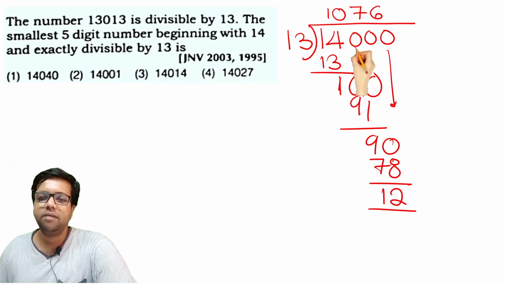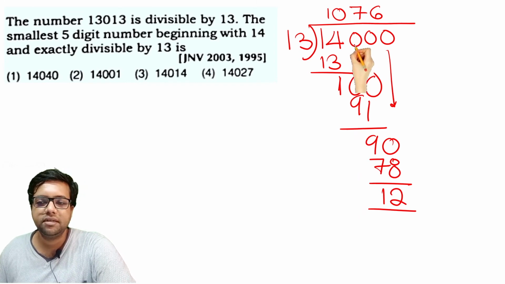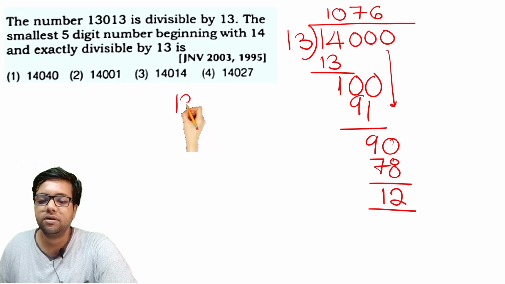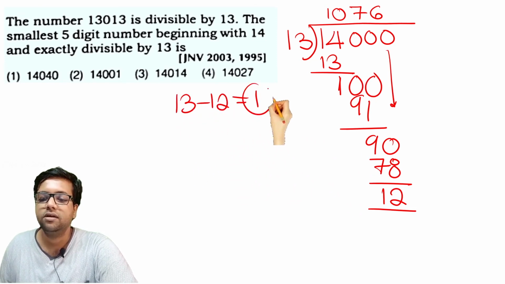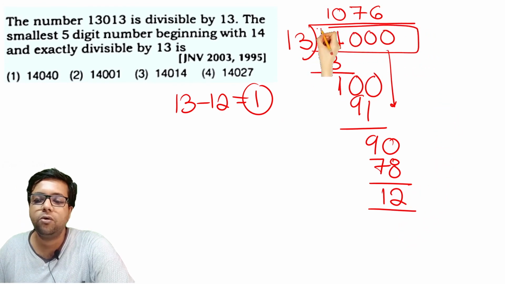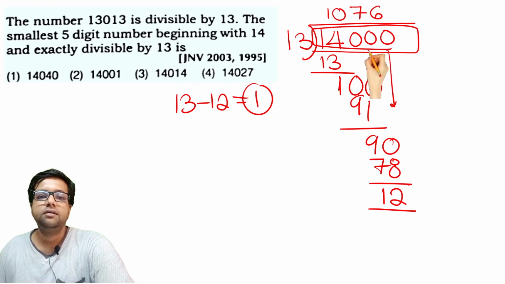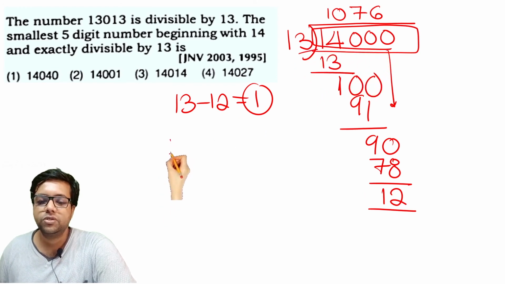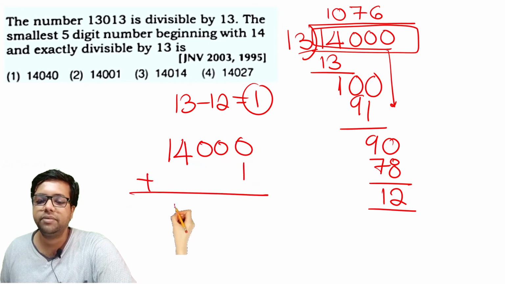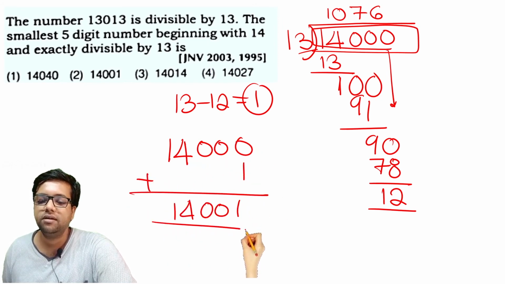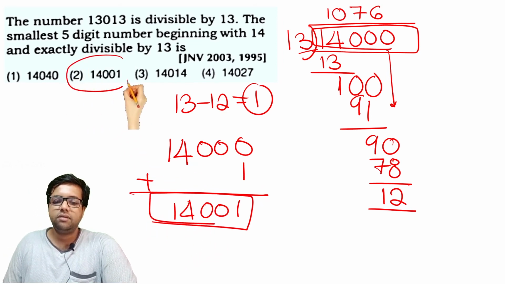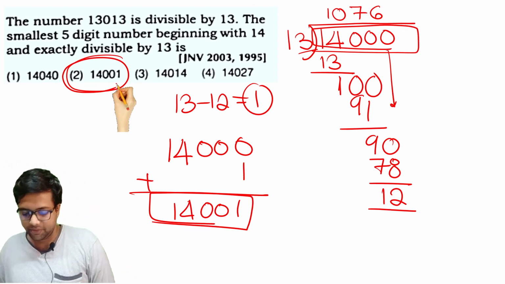In order to make it completely divisible by 13, it should have one more number, right? Because 13 minus 12 is equal to 1. If it had one more, then the whole dividend could have been divided by 13. So we will add one to this number, that becomes 14,001, which will be completely divisible by 13. It is available in option number 2, so option 2 is the right answer.